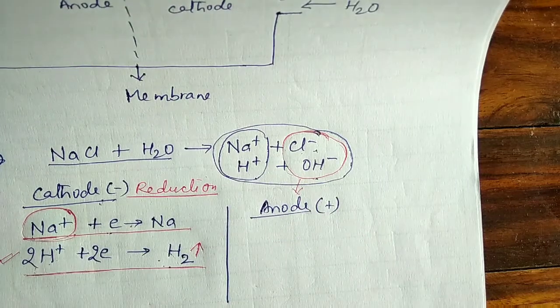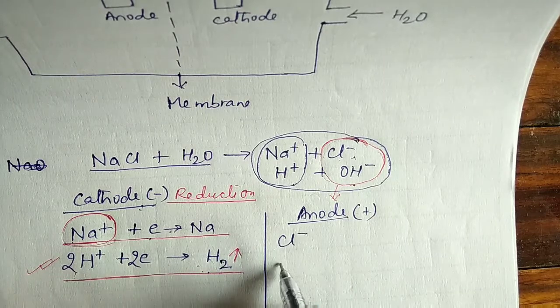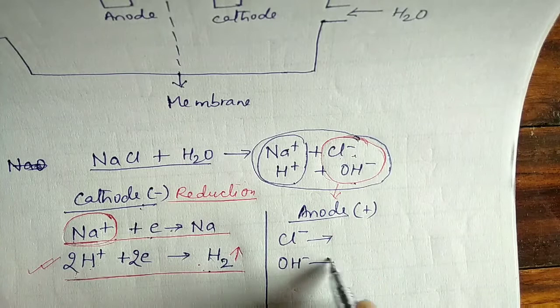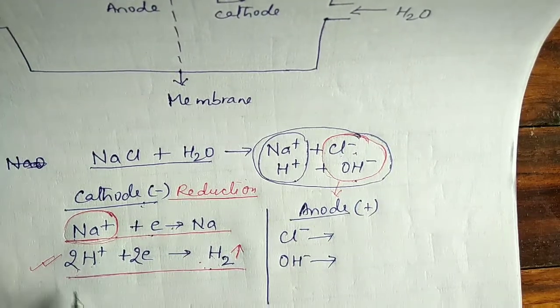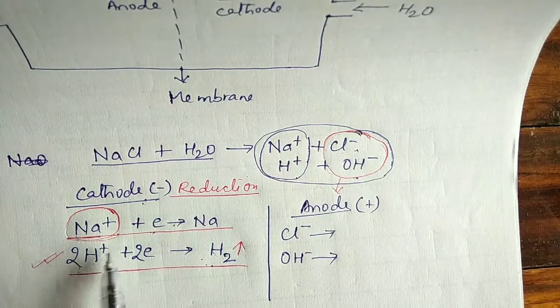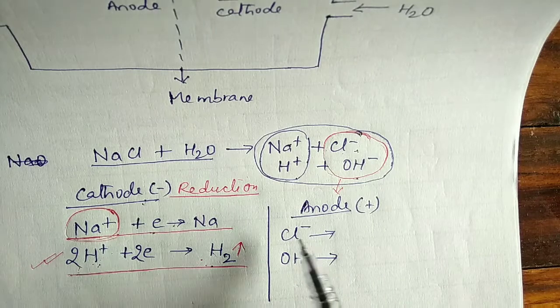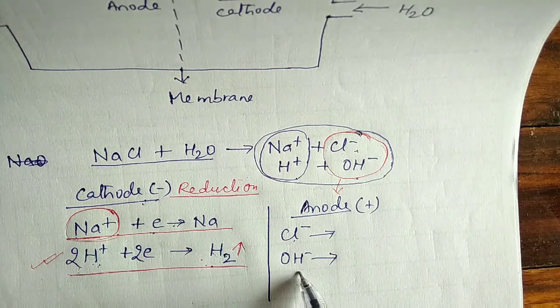Now we'll see what happens. On anode, again you have Cl minus and OH minus. Again there will be a competitive reaction between them, and the winner will be chloride ion. Like we had a competition between sodium ion and hydrogen ion, and the winner was hydrogen ion, similarly we will have a competition between chloride ion and hydroxide ion, and we will just see the two possible reactions.